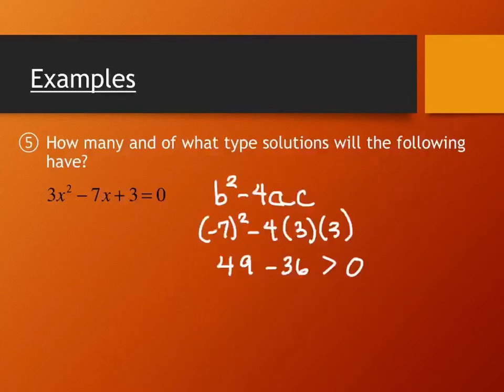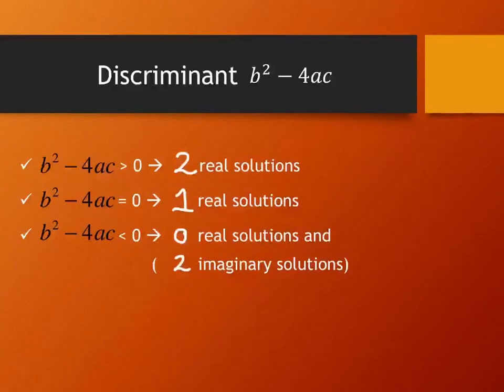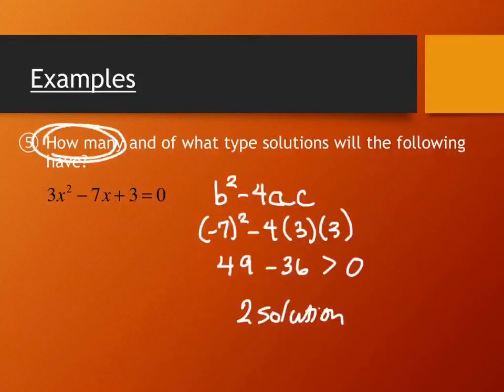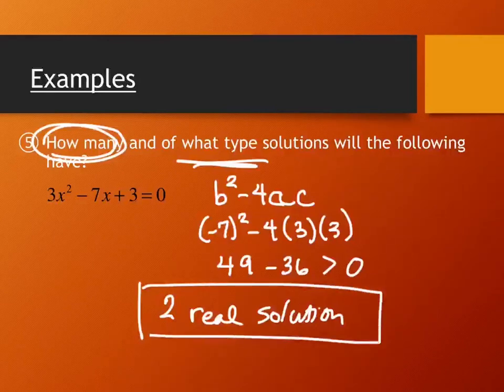And if you get a positive number, according to this chart we created over here, you're in case number 1 up here, right? And case number 1 says that we have 2 real solutions. So there are 2 solutions. That was part of what we were asked for, right? That's the how many. And then the what type is that they're real. So there are 2. We could actually write it all together if we want. 2 real solutions. The solutions are real numbers.